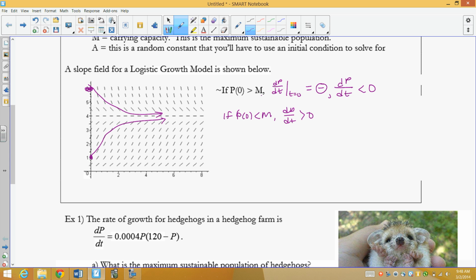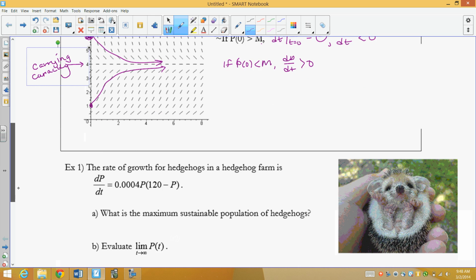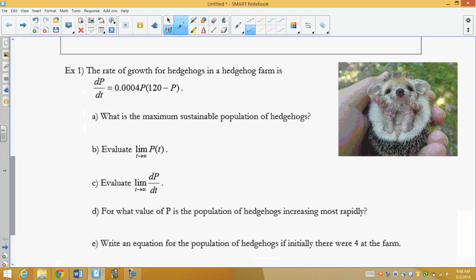All right. Now, looking at this picture here again, you can identify your carrying capacity because that's where that horizontal asymptote is. And again, your carrying capacity is the maximum sustainable population. All right, so what do we have to do with this? Honestly, logistic growth equations are very easy to work with. Look at the adorable hedgehog.